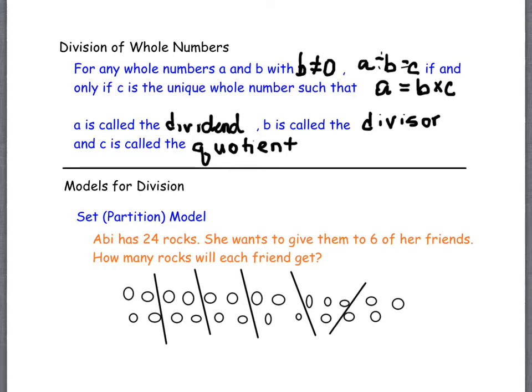All right, so I have 6 groupings, right? And each of the groupings, each friend gets how many rocks? 4 rocks. So there's 4 rocks in each group.